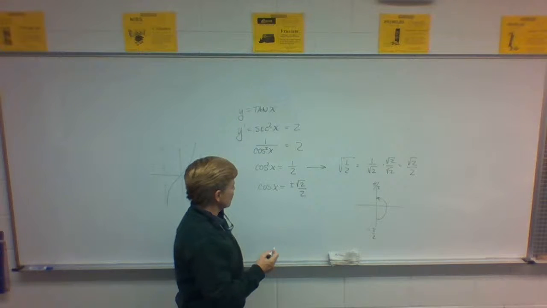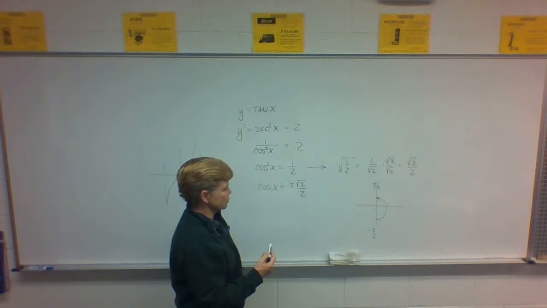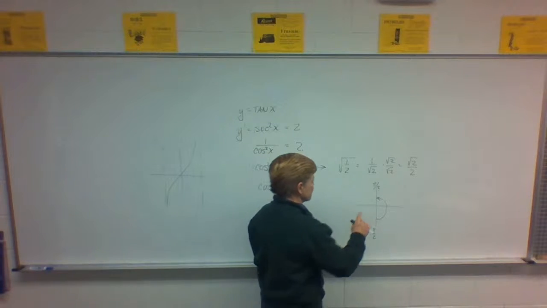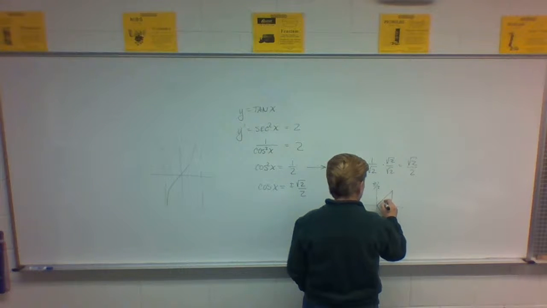Okay? So where does the cosine have root 2 over 2 or negative root 2 over 2 in those two quadrants for its cosine? Pi fourths in both places. It's root 2 over 2 for pi fourths. It's negative root, oh no.